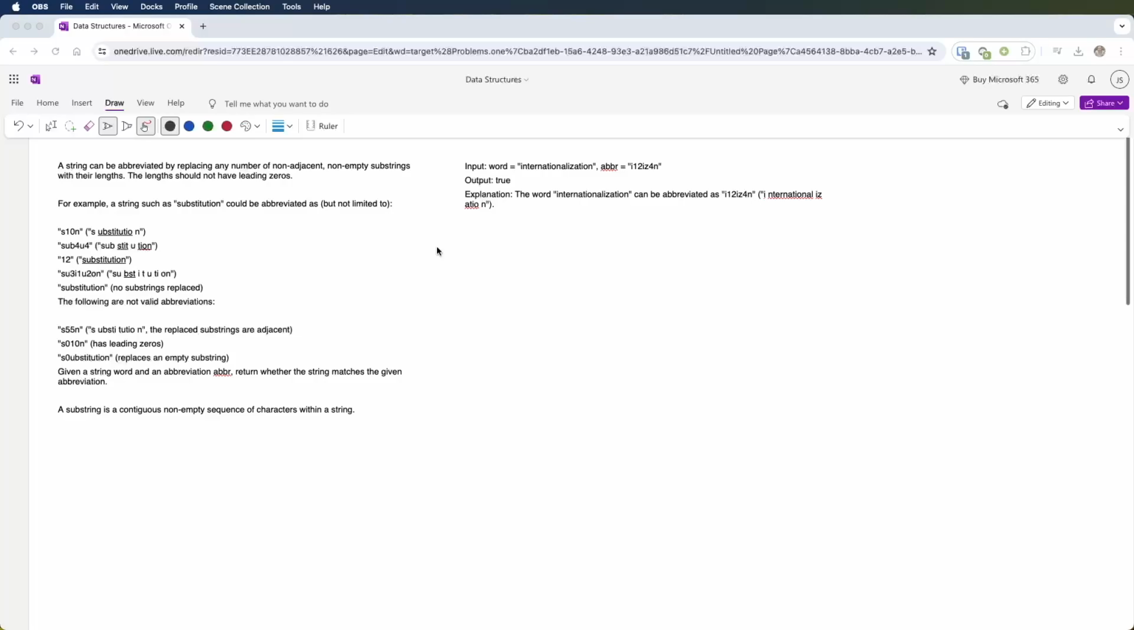So today we're looking at the problem valid word abbreviation. So this is a Meta tag problem that technically is an easy, but it has a lot of edge cases we have to consider, and these kind of problems are always really good to practice and understand.